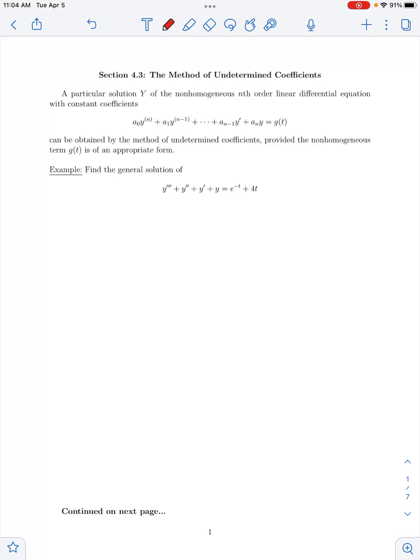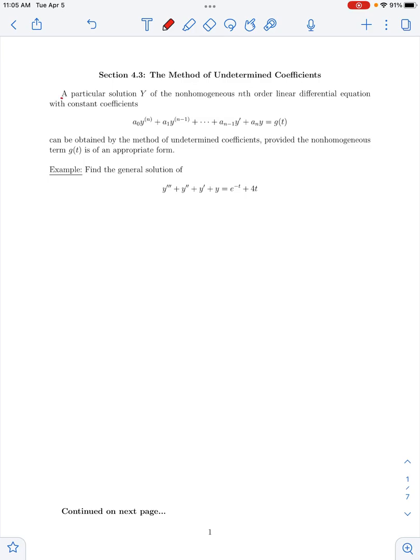Okay, in this lecture we're going to cover our section 4.3 material on the method of undetermined coefficients for higher order non-homogeneous linear equations. So here we know to solve a non-homogeneous equation, our first step is to solve the corresponding homogeneous equation to obtain what we call a homogeneous solution. And then we add onto the homogeneous solution some particular solution of the non-homogeneous equation.